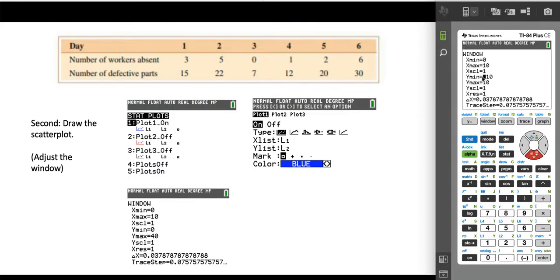Now for the y values, and make sure you skip down to the y values, the smallest y value is 7 and the biggest is 30. So you'll see I went from 0 to 40. You can really set it to whatever you want it to be.